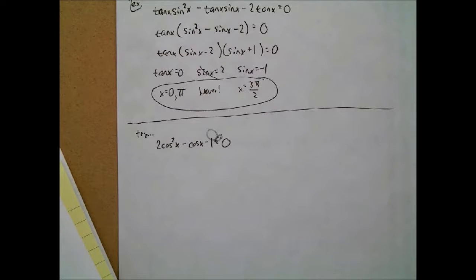Oh, I see what you're saying. So when you do that, do you use like that? So you're going to leave this. You're going to rewrite your middle term as negative 2 cosine x plus 1 cosine x, and then minus 1, and factor by grouping is what you want to do.